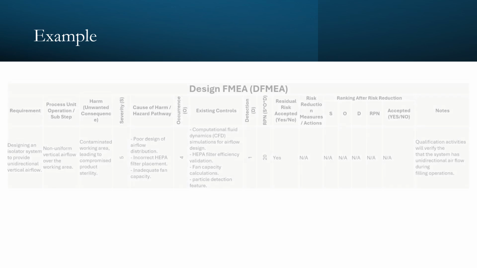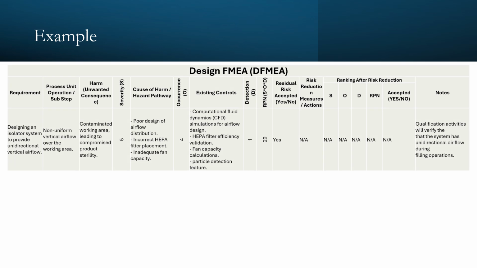So here let's understand the design FMEA and process FMEA with an example. So here I am taking just one random example from isolator, right? So here several other requirements and processes can be evaluated in the same way. So let's first understand with design FMEA, right? So let's take one example that your requirement is designing an isolator system to provide unidirectional vertical airflow.